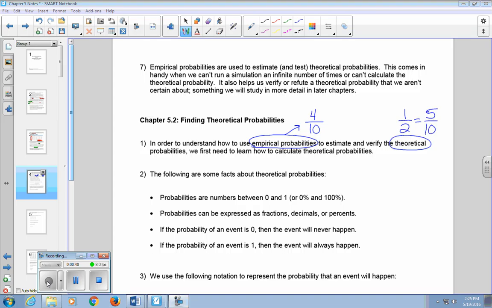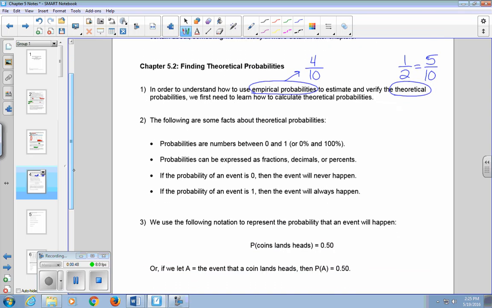Okay, so again, what we want to do is see if we can use these empirical probabilities to estimate the theoretical probabilities. So number 2, the following are some facts about theoretical probabilities. They're always numbers between 0 and 1, or 0% and 100% if you're dealing with percentages. They can be expressed as fractions, decimals, or percents. If the probability of an event is 0, then the event will never happen. If the probability of an event is 1, then the event will always happen.